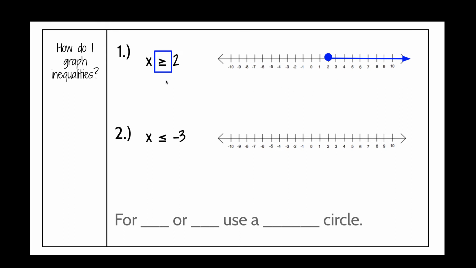And if you think about it, do you see the x here in my inequality? And then this inequality sign is like an arrowhead. It's pointing to the right. And that's where my arrow is pointing on my graph. Let's look at the second one.